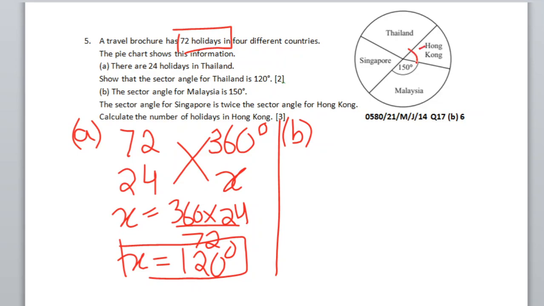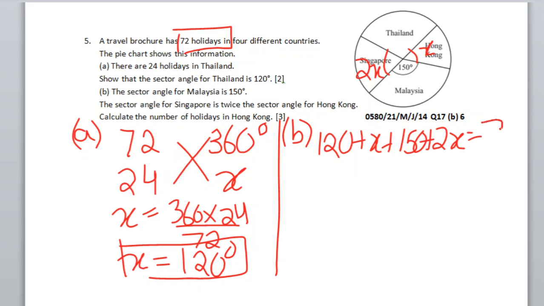So if this angle is x degrees, then this angle will be twice of that, so 2x. Calculate the number of holidays in Hong Kong. For that, first we have to find the angle of sector Hong Kong. So find the value of x. So we know angle for Thailand was 120 degrees plus x plus 150 plus 2x. All angles originating from a point sum up to 360. So here we get 3x is equal to 90 and then x is equal to 30 degrees.